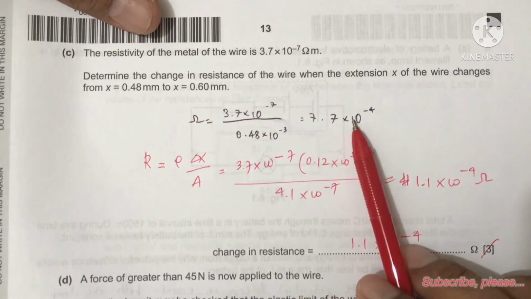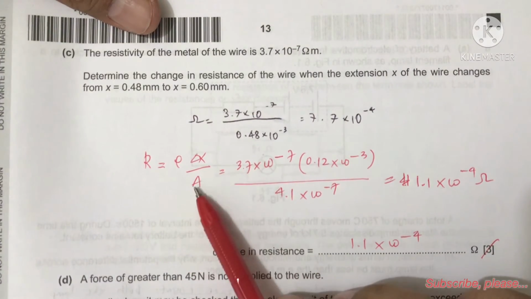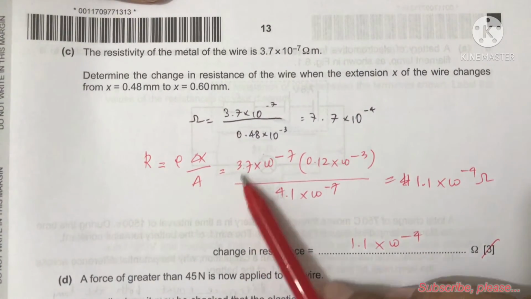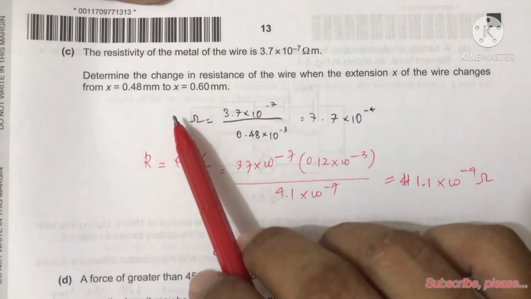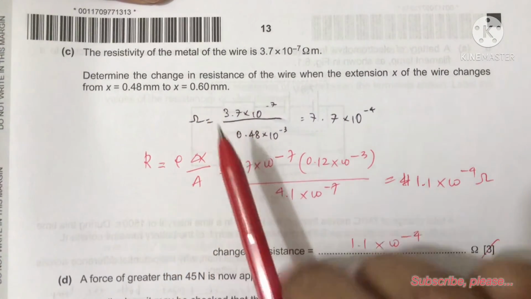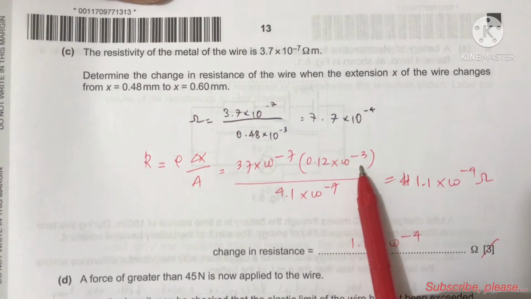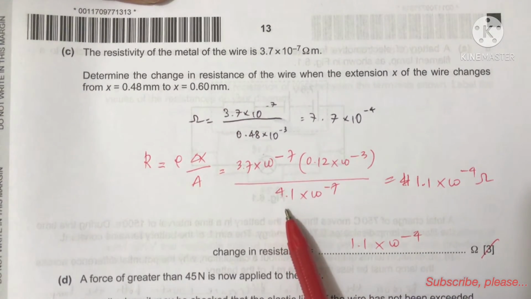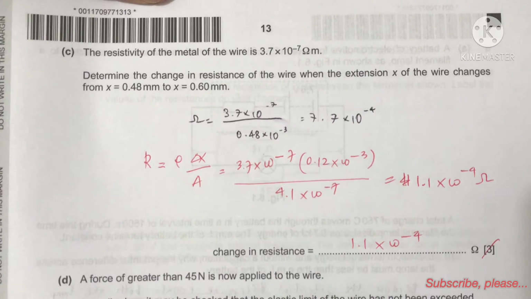This is wrong, only 3.7 divided, no, not correct. R equals rho delta X over A. For the wire resistance, we have rho or resistivity 3.7 times 10 power minus 7, and then delta X, the difference between 0.48 millimeter and 0.60 millimeter, which is 0.12 millimeter. We change millimeter into meter, times 10 power minus 3. And then A, the cross-sectional area, is 4.1 times 10 power minus 7 from the previous page.